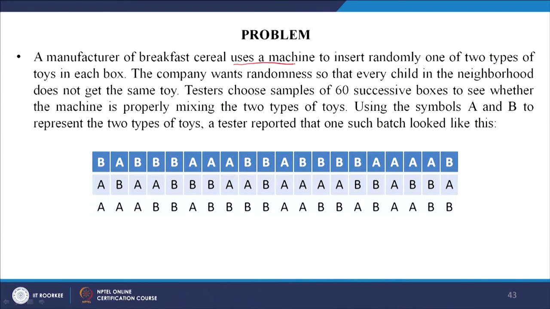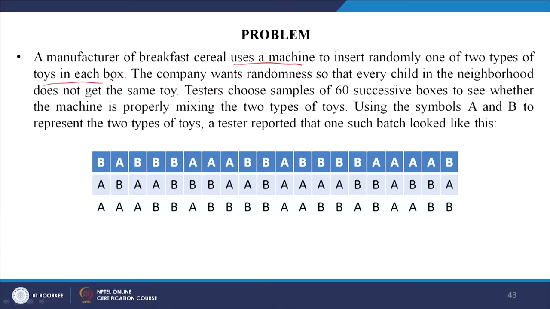So, let us take a problem. A manufacturer of breakfast cereals is using a machine to insert, randomly, one of two types of toys. You must have seen that nowadays companies, even McDonald's, have chocolates with small toys inside to attract children. So these toys are being put into the breakfast cereal boxes. The company wants randomness. Why does the company want randomness? So that every child in the neighborhood does not get the same toy.